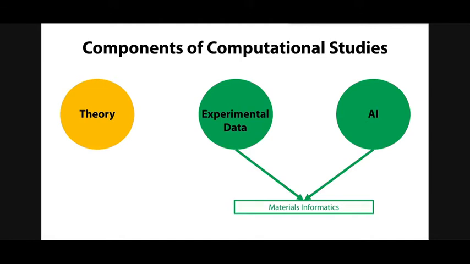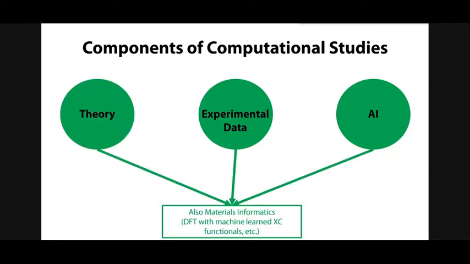Or better than pattern recognition, you have neural networks. And then finally, we can combine theory, experimental data, and AI. This is also still a branch of materials informatics. But basically what happens here is you have a theory and then you have a machine learned exchange correlation functional in density functional theory. In classical molecular dynamics, you can have pseudo potentials that are also machine learned.